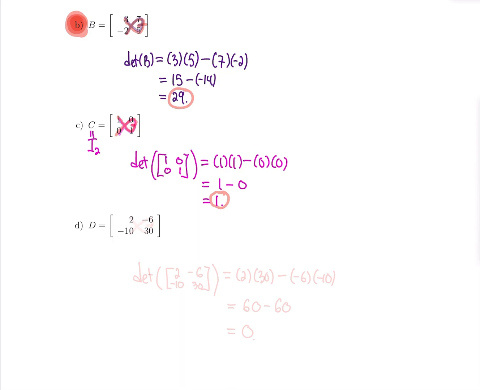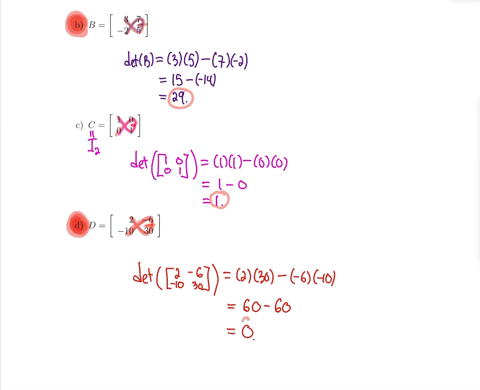So one more example. Again, nothing too deep here with 2 by 2 determinants. Just take your time. So be careful with some negative values. So let's compute the determinant of D. I will draw my fish first. So let's go. Okay, so determinant here of D, which is 2, -6, -10 and 30. Following that fish here, I get 2 times 30 minus -6 times -10. Following my fish, I get 60. Be careful, -6 times -10 is plus 60. So you get 60 minus 60, which gives you a 0.